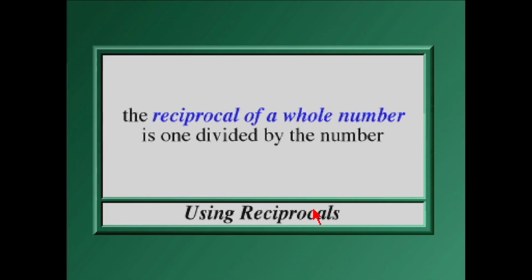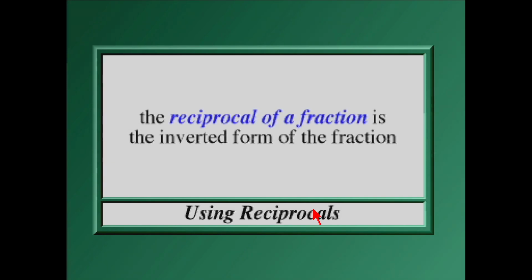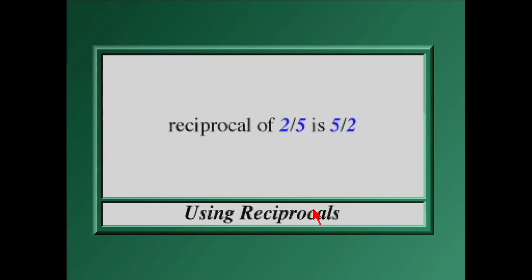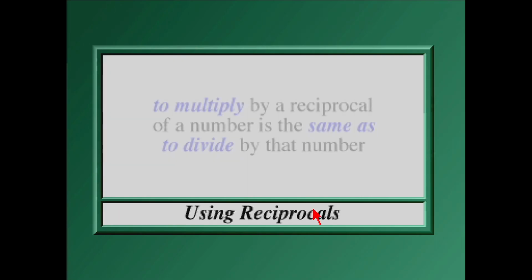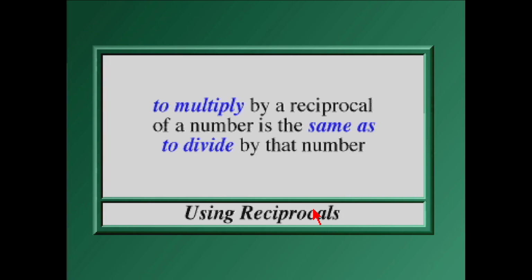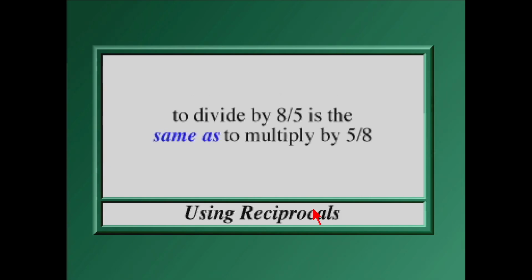The reciprocal of a whole number is 1 divided by the number. For example, the reciprocal of 10 is 1 over 10. The reciprocal of a fraction is the inverted form of the fraction. For example, the reciprocal of 2/5 is 5/2. If the product of two fractions equals 1, then the fraction is multiplied by its reciprocal. To multiply by the reciprocal of a number is the same as to divide by that number. For example, 8/5 times 5/8 equals 1, and 8/5 divided by 8/5 equals 1. To divide by 8/5 is the same as to multiply by 5/8.